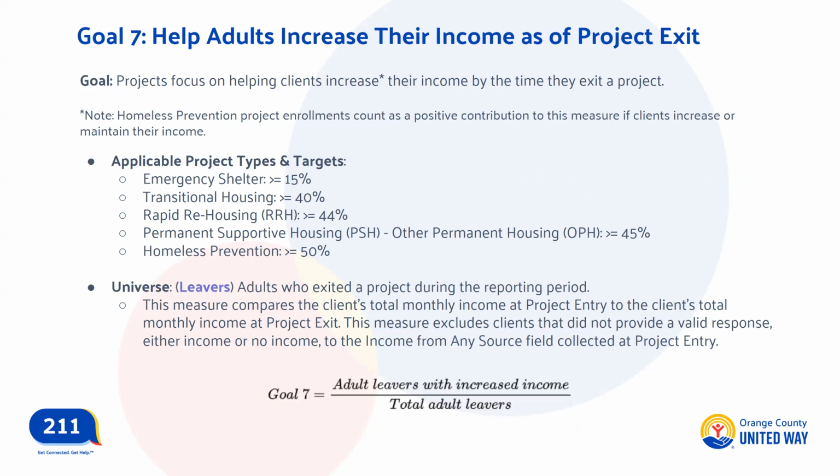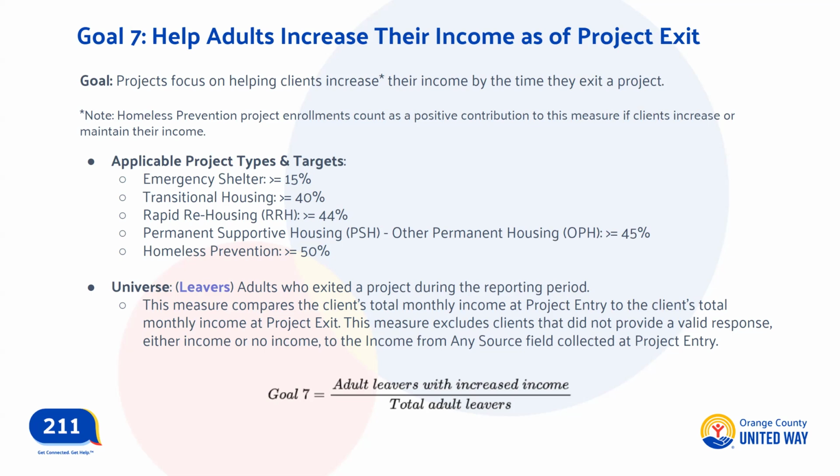For emergency shelter, it's greater than or equal to 15%. For transitional housing, greater than or equal to 40%. Rapid rehousing, greater than or equal to 44%. Permanent supportive housing or other permanent housing, greater than or equal to 45%. And lastly, for homeless prevention, it's greater than or equal to 50%.